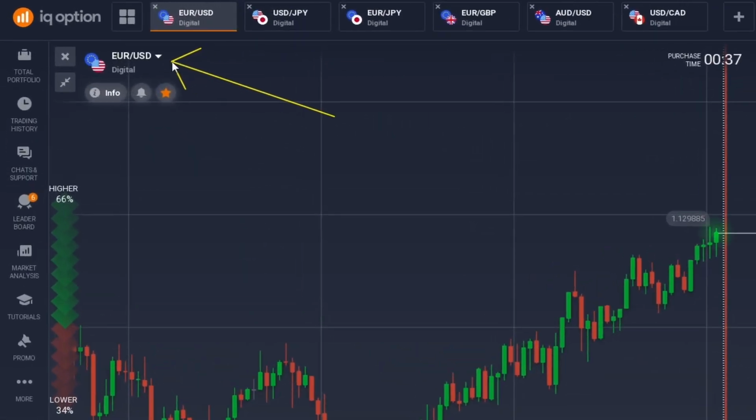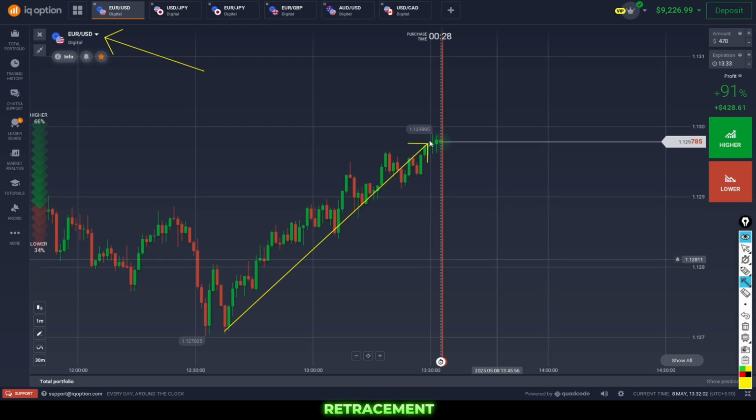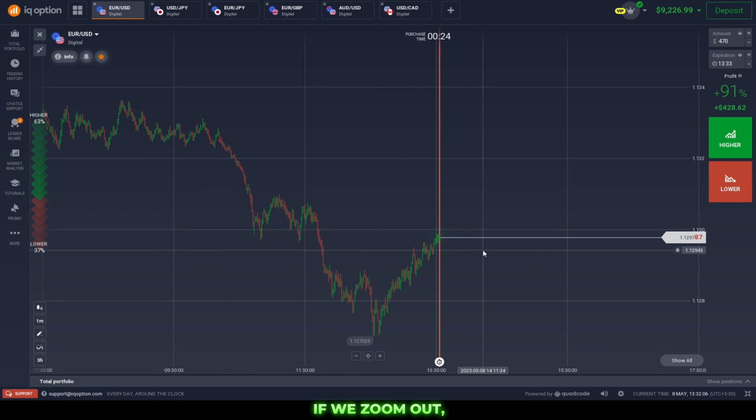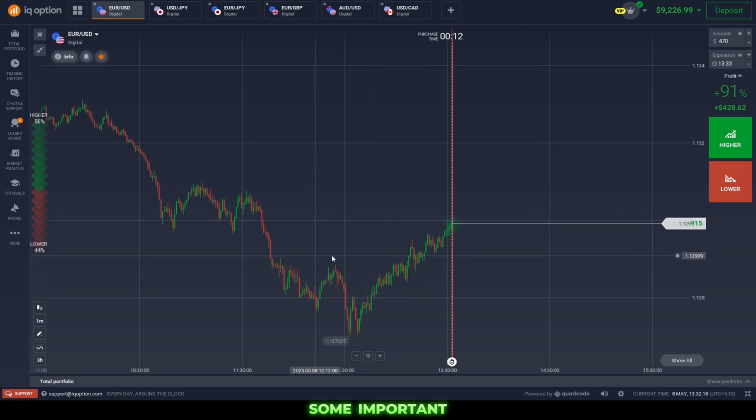Right now, I'm watching the Euro US dollar chart. This is an uptrend market, and I'm expecting that in future, we will have a retracement phase because a retracement phase is required in this case. If we zoom out, the overall trend is clearly a downtrend, and after some time you can expect another run in the downward direction. To get a reversal trade here, we can draw some important levels.